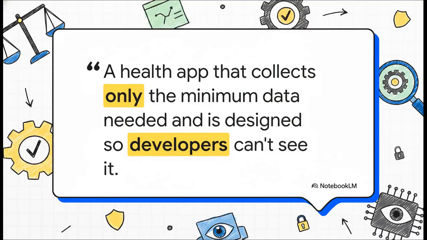It's all about being proactive instead of just reacting to problems after they happen. And here's a great example of what that actually looks like. Imagine a health app on your phone. The old way, it would just suck up all your data, just in case. But with privacy by design, it only takes the absolute bare minimum it needs to function. A lot of the time, it does the work right there on your device, so the data never even leaves. And this is the kicker. It's designed so even the developers can't peek at your personal health info. That is what we mean by baked in.